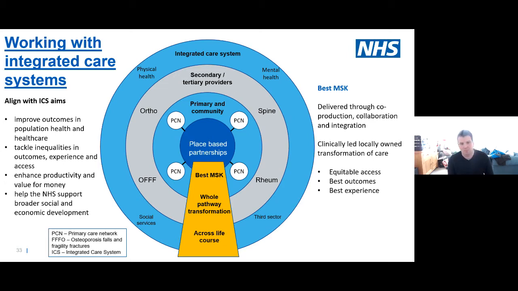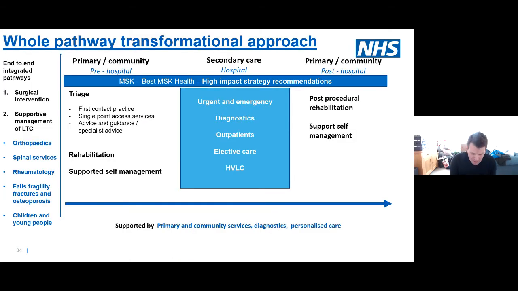Next slide, please. So this whole pathway approach builds on the excellent work developed in London and envelopes the work going on in the high volume, low complexity programme referred to. It involves integration between primary, community and secondary care across the pre-hospital, hospital and post-hospital space. It's focusing on building on the work done to transform the whole system pathway for orthopaedics, spinal services, rheumatology, falls, fragility, fractures and osteoporosis, and children and young people. And to do this, we need to enable best primary and community care delivery, optimal use of diagnostics, and envelope that way in a model of personalised care, as Fiona alluded to, with shared decision making at its heart.